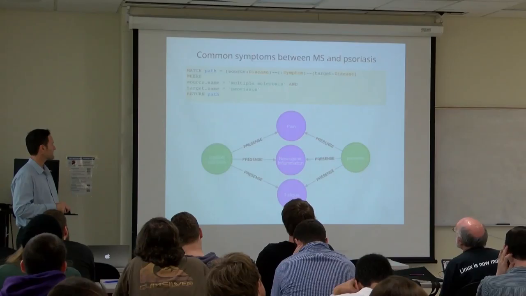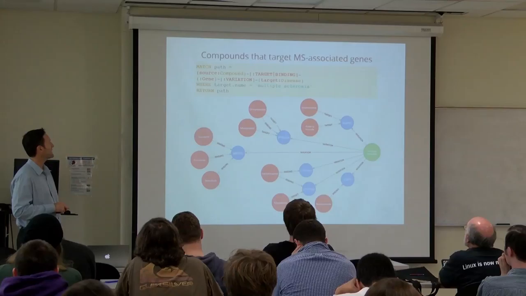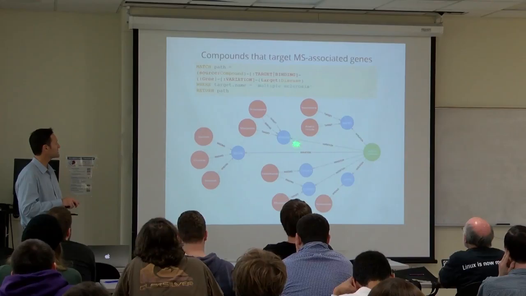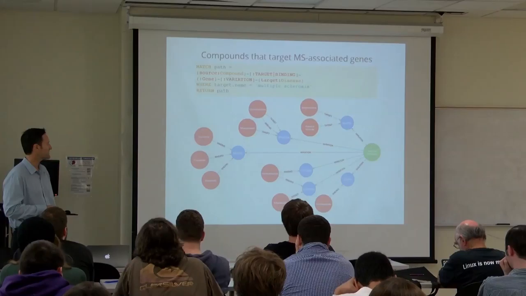Another example: if I wanted to see all the compounds that target MS-associated genes, it takes, again, 4 lines of code, and you get returned the disease, the genes associated with the disease, and the compounds that target those genes. So again, this is very effective for very quick searches and very quick returns.